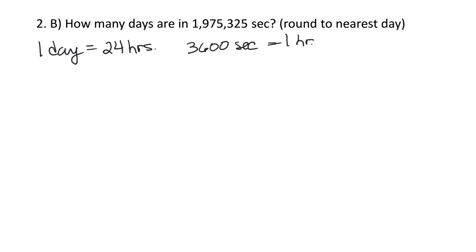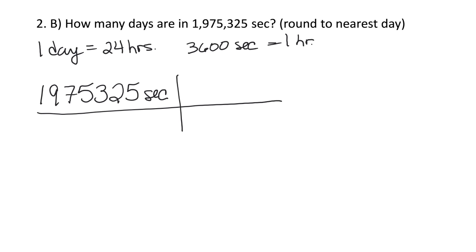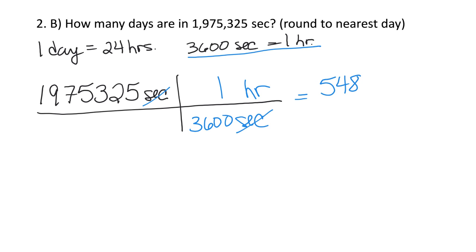Okay, so I'm going to do 1,975,325 seconds. Now, which one of these am I going to use? Well, I'm using the one that's got seconds and hours. So I'm going to put seconds down here and hours up here. So 3,600 here and 1 hour here. Boom, boom. And I get 548.7 hours. And I don't need to write out all the numbers. We're rounding to the nearest day anyway, so it won't matter.